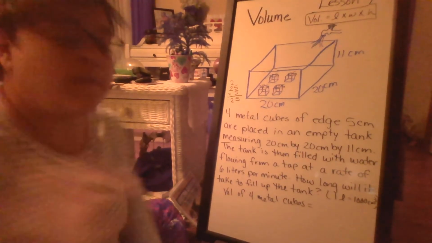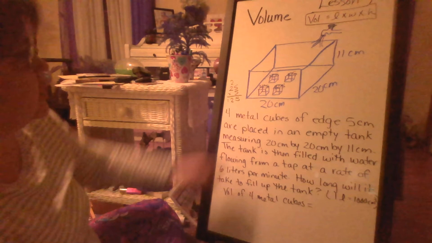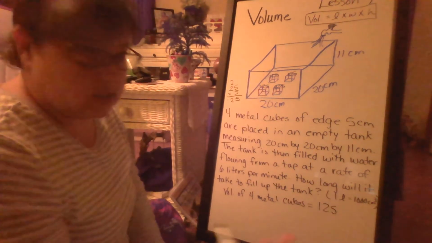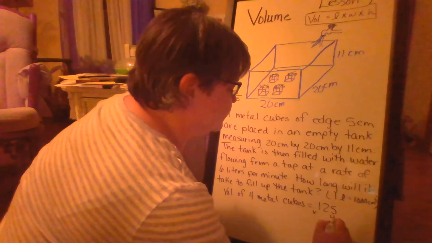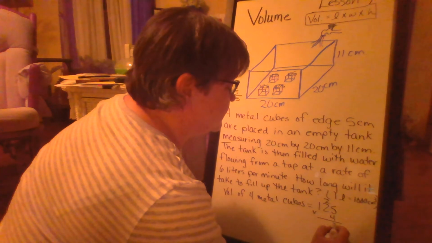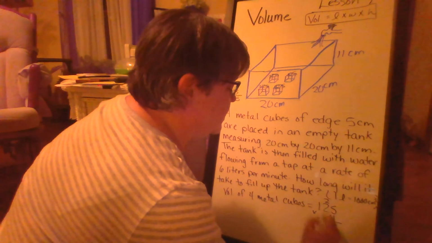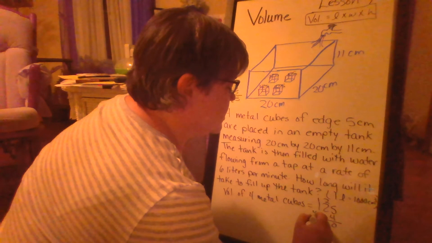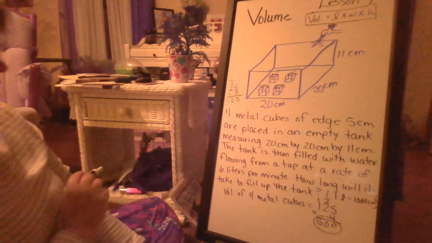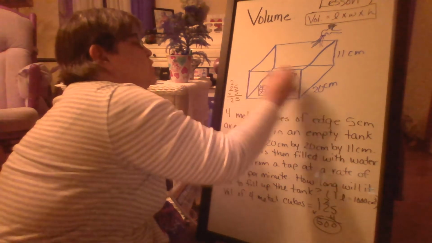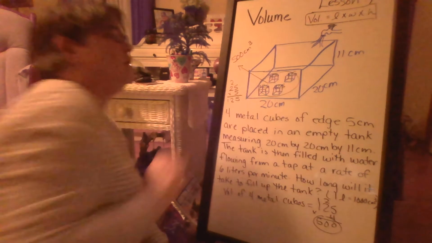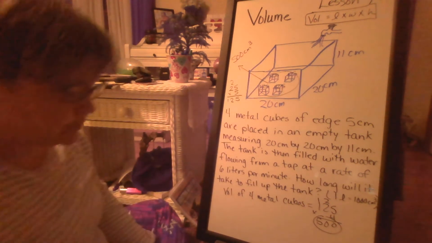Okay, you see that? The volume of 4 metal cubes, of course, is going to be 125 times 4, because there are 4 of them, all right? I'm going to multiply. 4 times 5 is 20. 4 times 2 is 8, plus 2 is 10. 4 times 1 is 4, plus 1 is 5. So 500 cubic centimeters. So I'm just going to say, boom, it's 500 cubic centimeters worth of volume there.